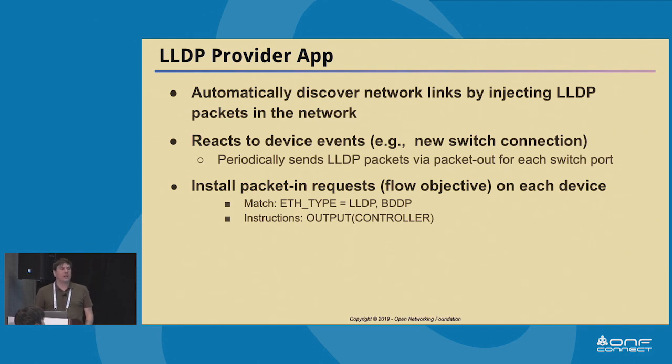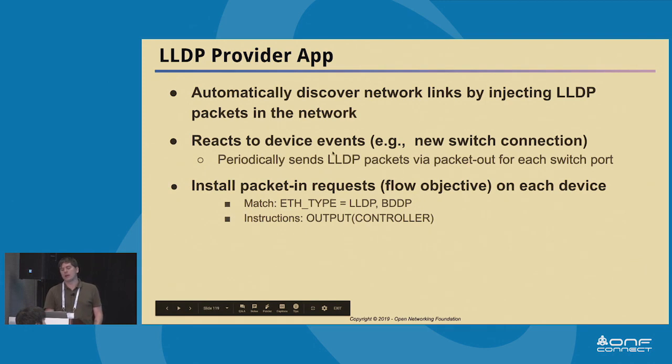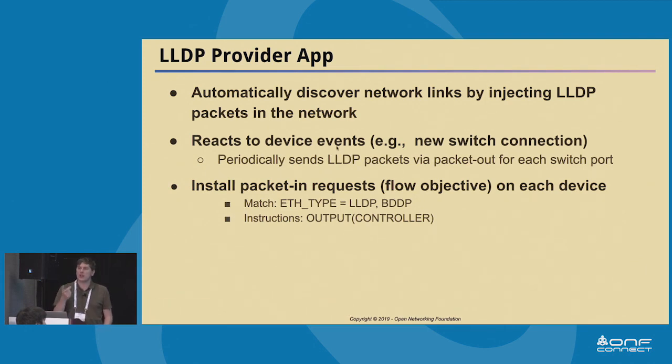And this is made available by an application called the LLDP Provider application, which listens for device events. So every time a new switch connects to ONOS, or actually I should say every time ONOS connects to a switch, and that's because in the P4 runtime paradigm, ONOS is the client and the switch is the server. So every time ONOS connects to the switch, a device event is generated, and this application picks up the event and starts sending LLDP packets out of the switch ports. At the same time, we install a flow objective that matches on the ether type. So we want to be able to match on LLDP and BDDP packets and send that packet to the controller. So that's how we generate the packet in.